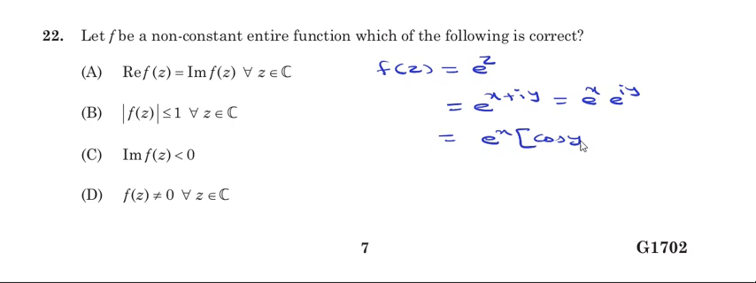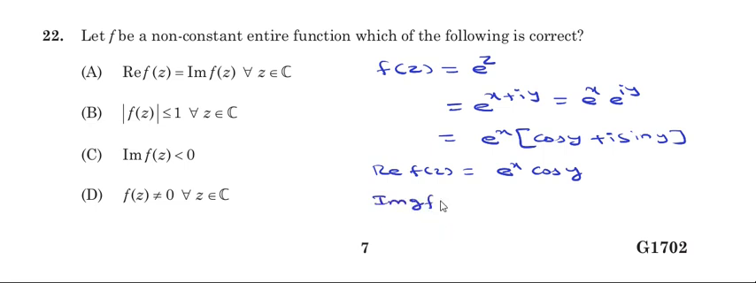So e power iy is cos y plus i sin y, and here real part of f of z is e power x cos y, and imaginary part of f of z is e power x sin y. So these two are not equal. So given that real f of z is equal to imaginary f of z for every z in C, this is wrong. And mod f of z is less than or equal to 1, this is also wrong. And imaginary part of f of z is less than 0, this is also wrong.